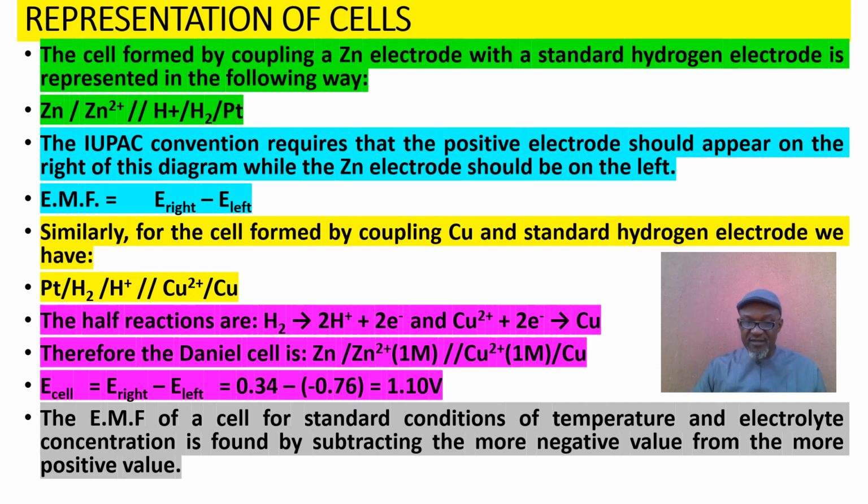So for the EMF of a cell under standard conditions, the temperature must be 298 Kelvin or 25 degrees, and of course, the pressure must be 1 atmosphere or 760 millimeters of mercury. So we can now do this by subtracting the more negative from the more positive. If you look at the last equation, E right minus E left, if you follow the convention, that's exactly what we have done here.